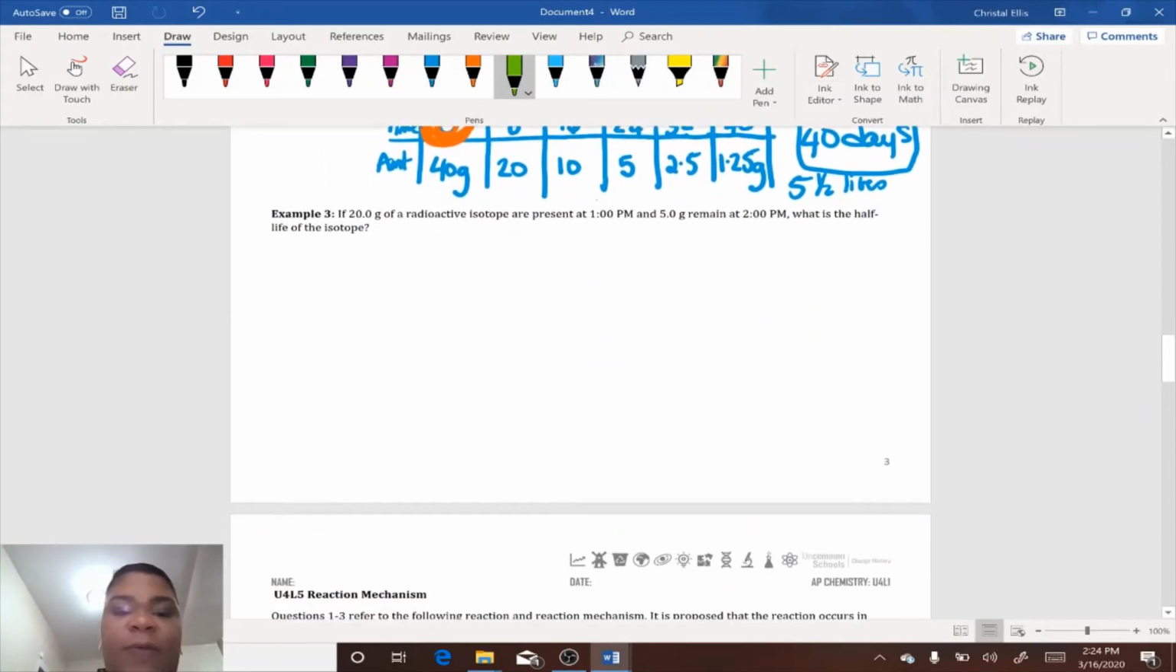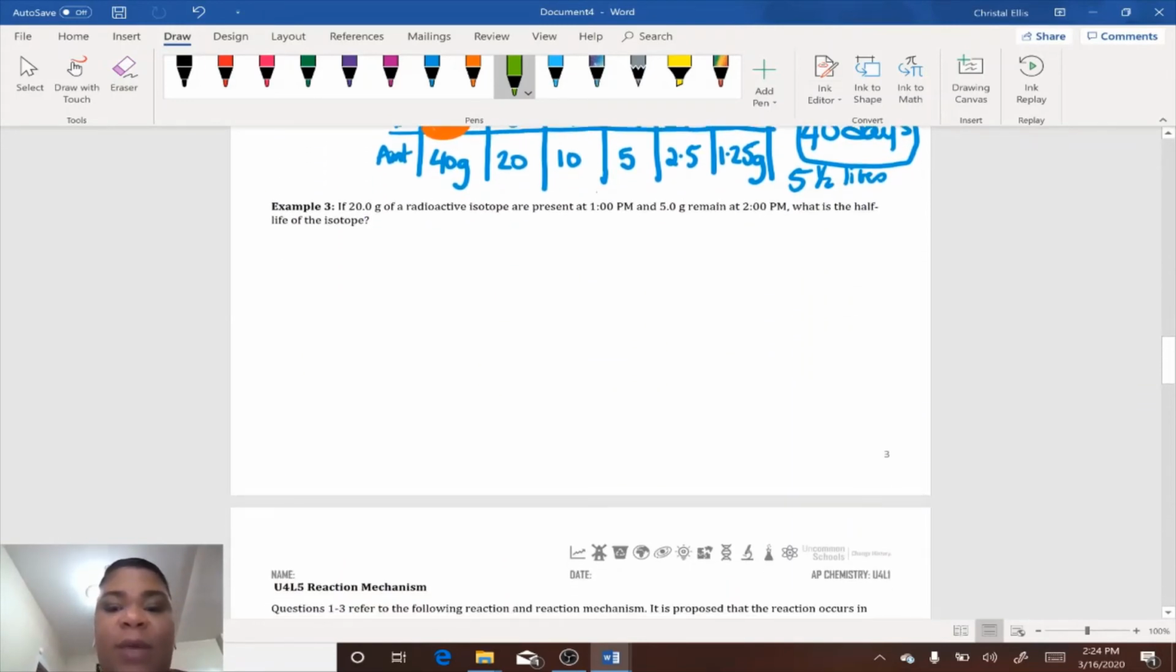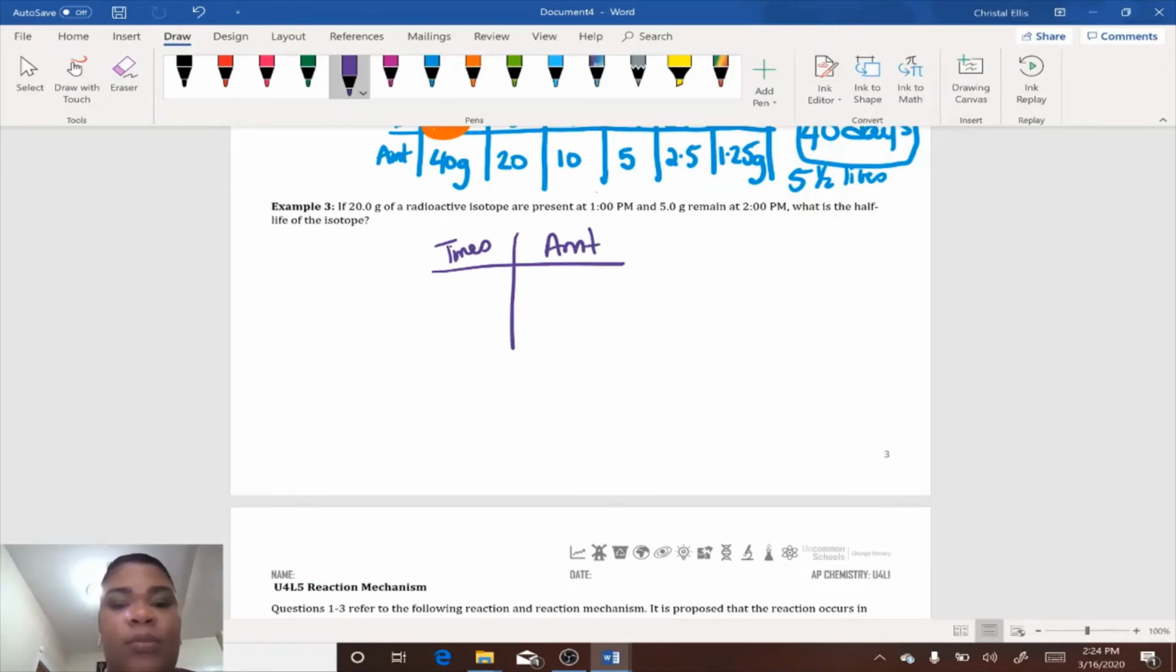If 20 grams of a radioactive isotope are present at 1 p.m. and 5 grams remain at 2 p.m., what is the half-life of the isotope? We still want to set up our times and amounts chart. We always want to start out at time 0. And then the half-life, we don't know what it is, so we're going to have to leave that blank.